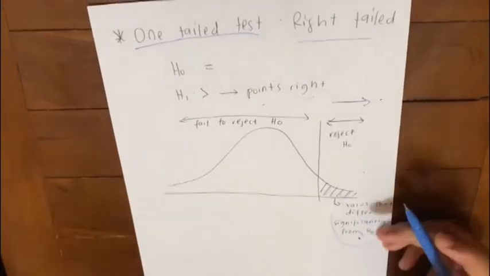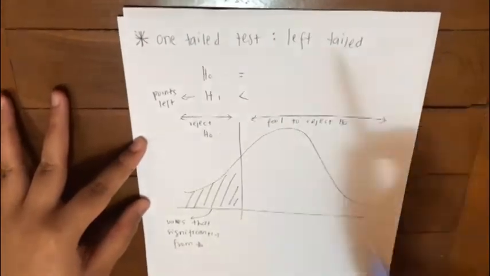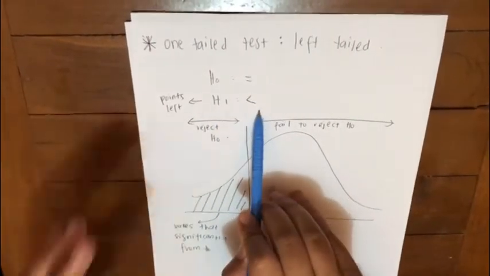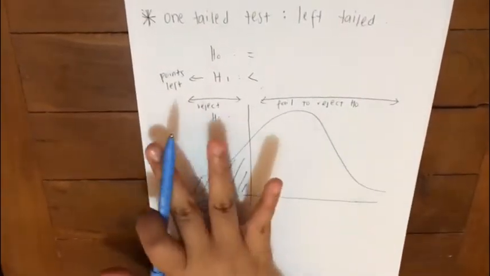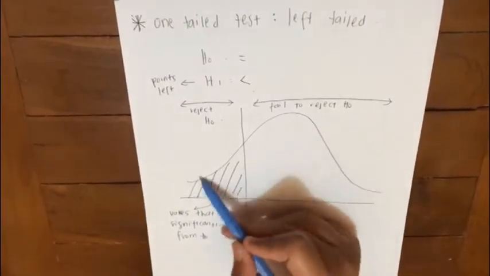So the next one is the left-tailed test. Left-tailed happens when H0 is equal and H1 is less than. When H1 is less than, we need to point to the left in the graph. So this is the graph, as you can see, and either we reject H0 or fail to reject H0. These are values that differ significantly from H0.